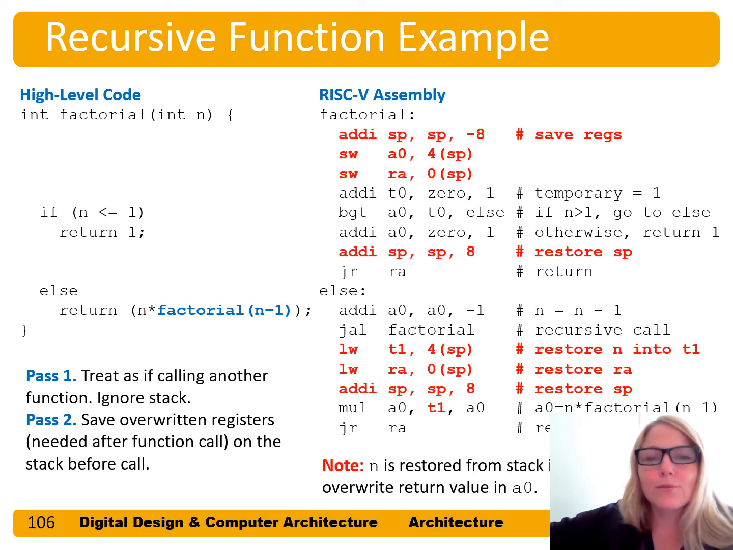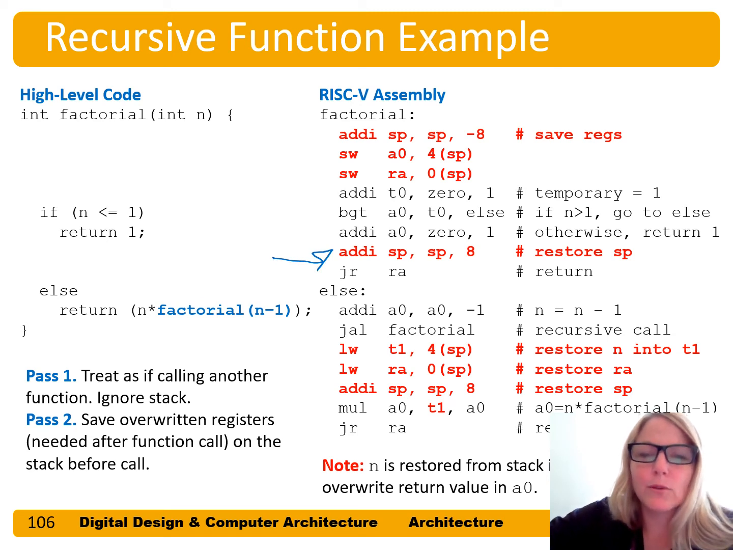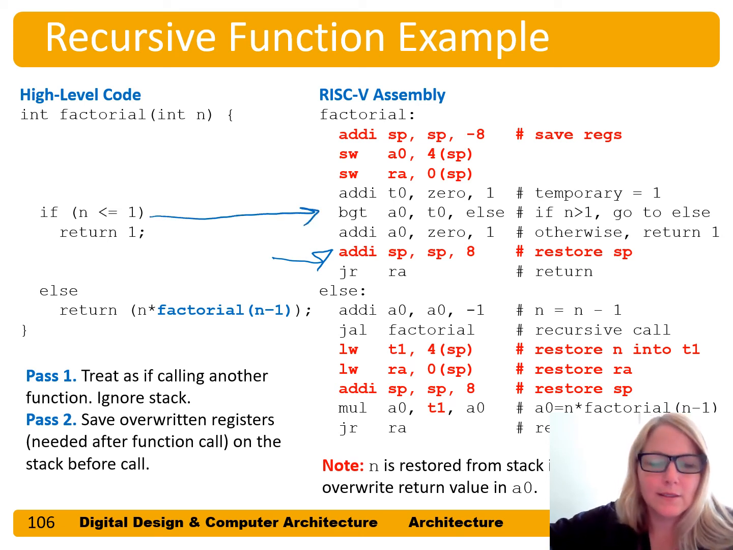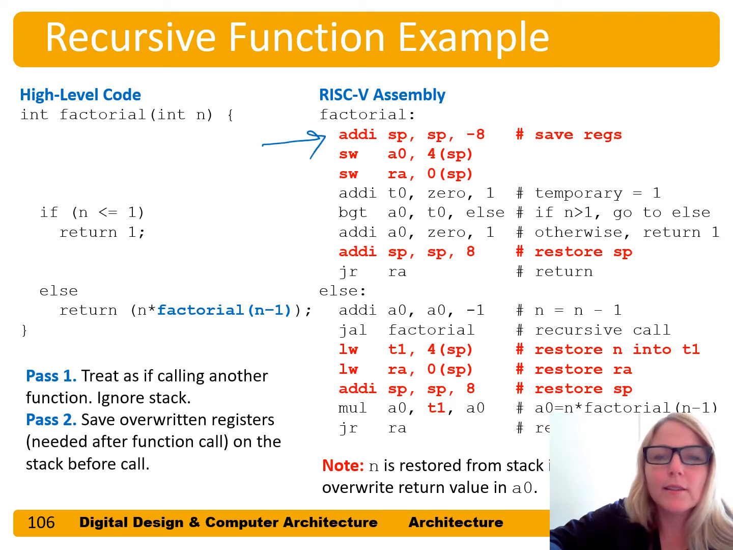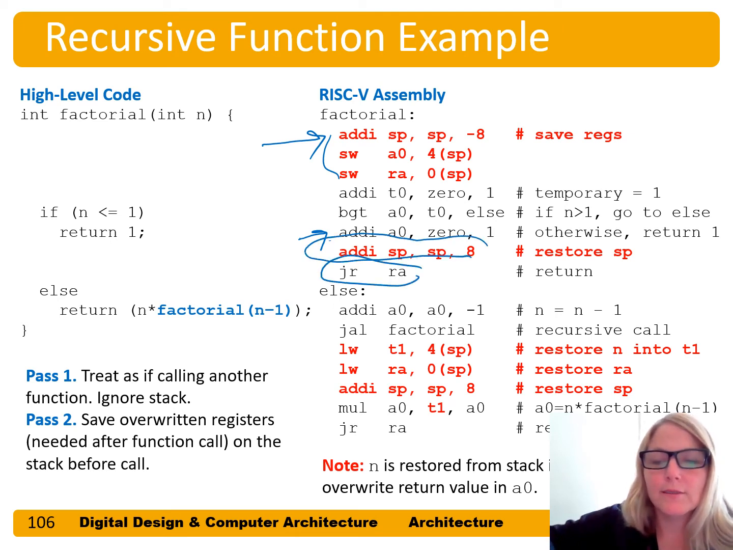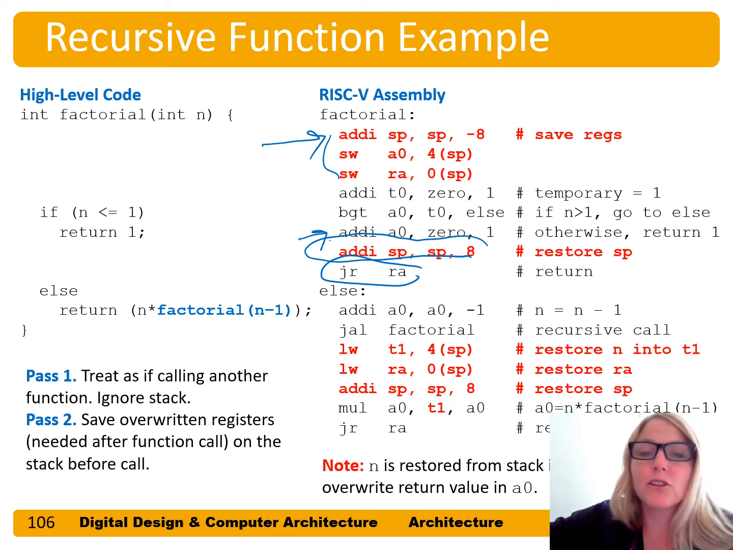And so we have to fix that one last issue of restoring the stack pointer if we are in the if block. We decrement the stack pointer by 8, store some registers, and then if I get into the if block, I don't calculate anything, I just return 1, but I still need to restore the stack pointer before I return. The stack pointer has to have the same value when the function call is made as when it returns.